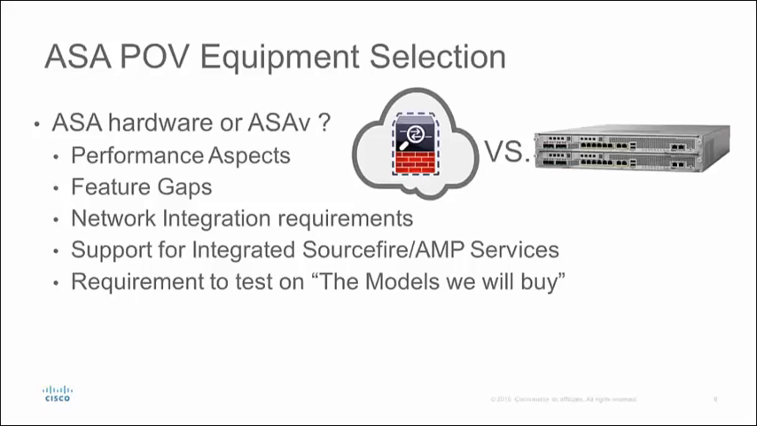With that said, in many cases, you will need to use appropriately sized ASA hardware. A few things will drive you in selecting hardware. The first is performance. If it's in excess of 2 gig, ASAV is out. There are also a few features not supported in ASAV that are supported in the ASA hardware appliances. As of ASA release 9.5, these features include clustering, multi-context, active-active failover, and EtherChannel.